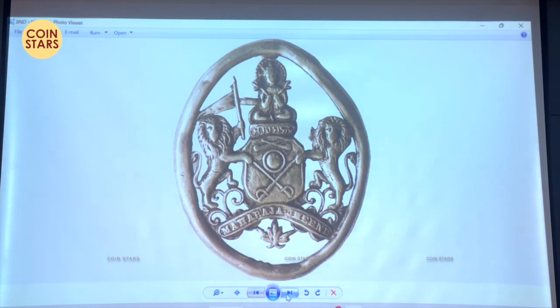Next. This is Jind. The Mataji is sitting here on the top. Two lions holding the shield with swords and shield. And Maharaja Jind. This is a very old spelling. Normally we write Jind, Jhend, Jind. So that is an old spelling. Next.